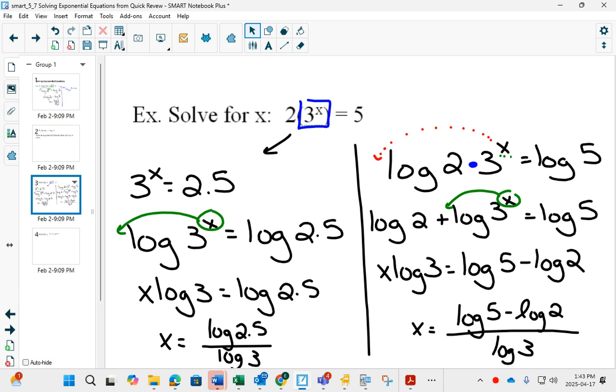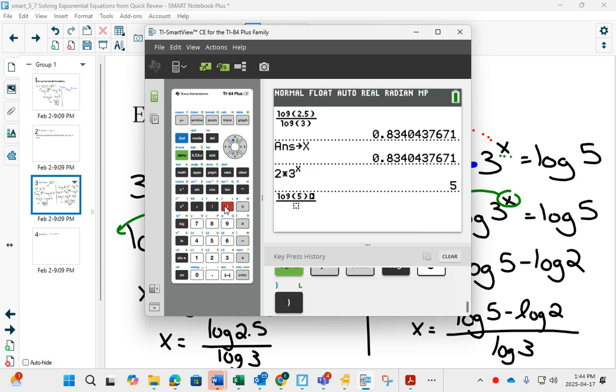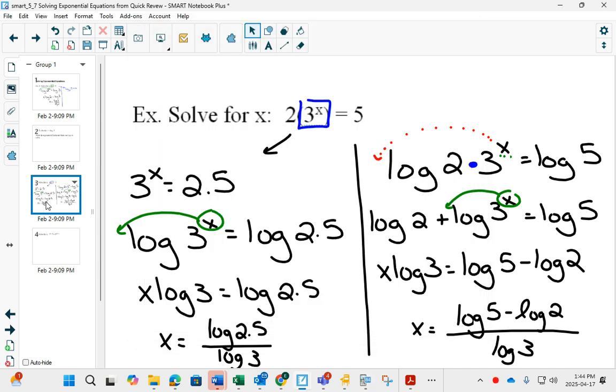It's a different looking answer than what I had over here. I'm going to check on my calculator if it gives me the same answer in the end. I'm going to go fraction button. I'm going to do log of 5 minus log of 2 divided by log of 3. And I get 0.834, exactly the same as before. And some of you might be looking at this and going, oh, I see why they're the same, because what's the log law for subtracting? You could combine them to divide, and then you get your 5 over 2, which would give you your 2.5, exactly the same. Okay?